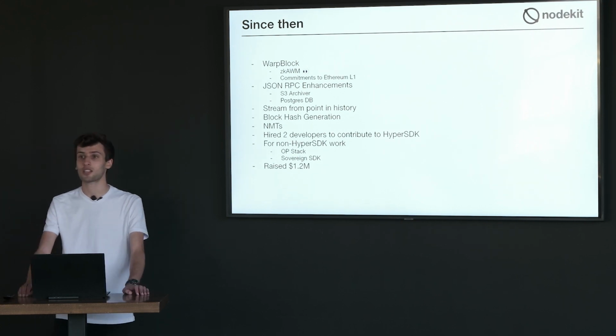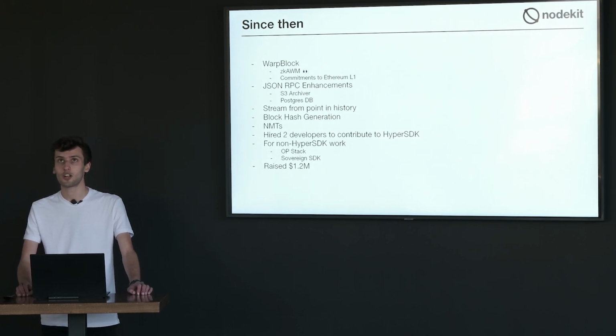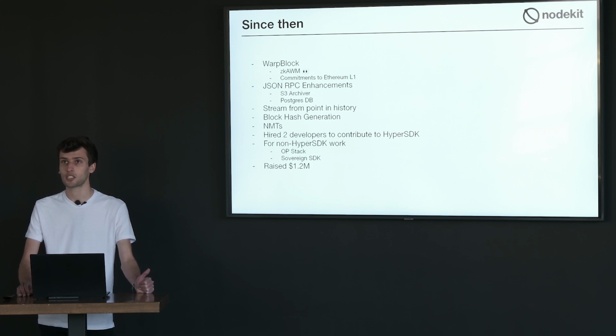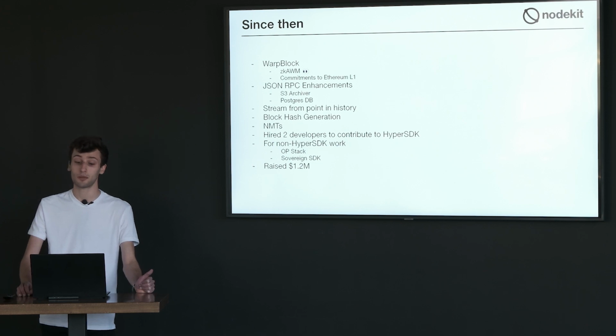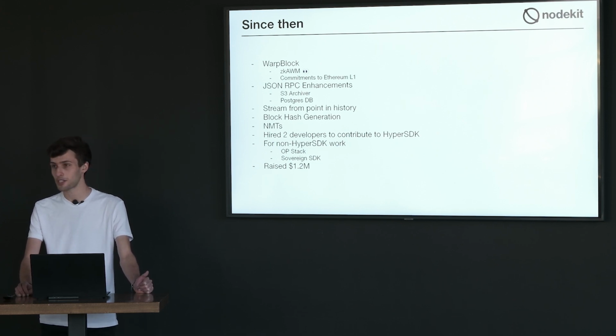Okay, so since then, and this was all the way back in the summer, so I believe roughly June, we've built out Warp Block, which is essentially a primitive for us to be able to prove a light client of HyperSDK blocks on Ethereum. So ZK AWM is coming soon. That is a zero-knowledge proof version of Avalanche Warp Messaging, which we're very excited about. We have built out a bunch of improvements to the JSON RPC interface. We built out an S3 archiver, Postgres database, streaming from point in history, block hash, namespace Merkle trees.